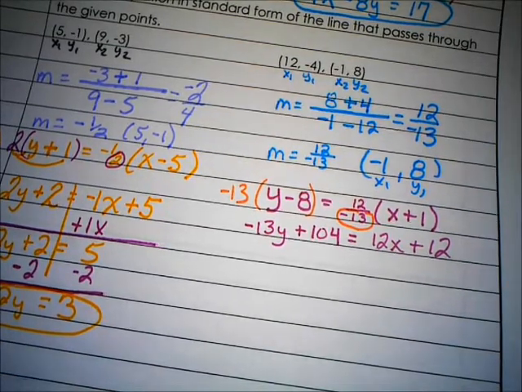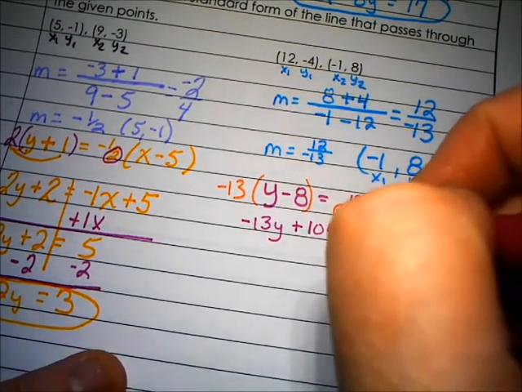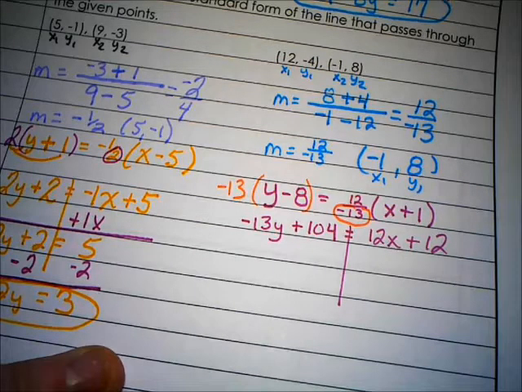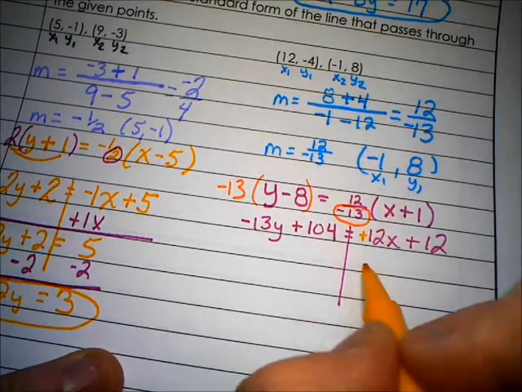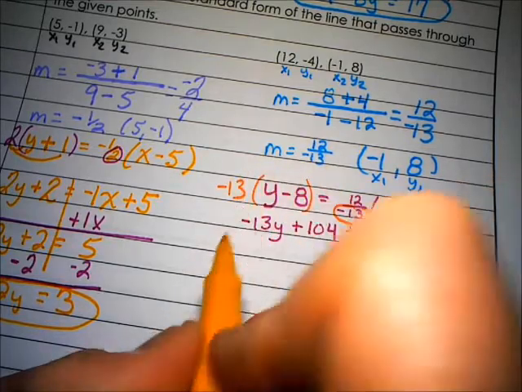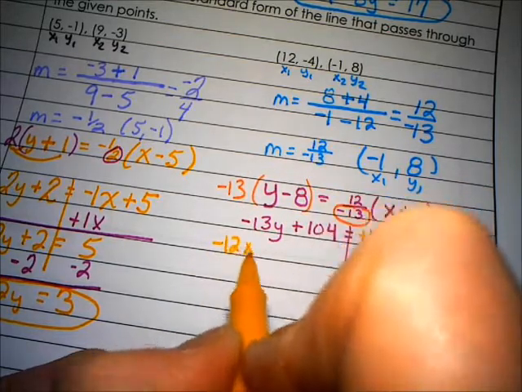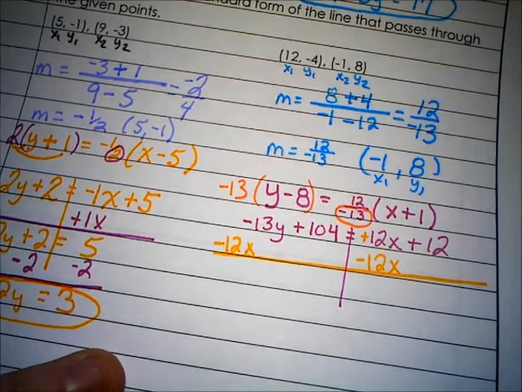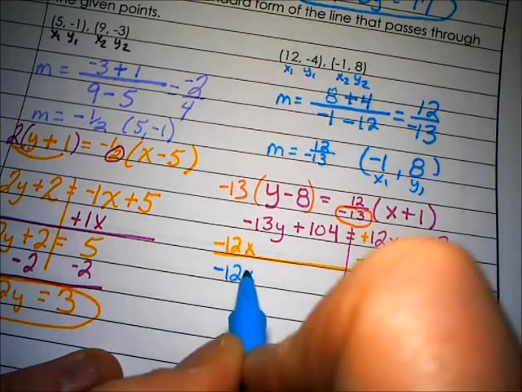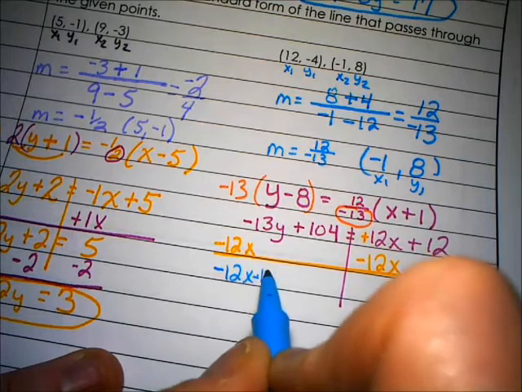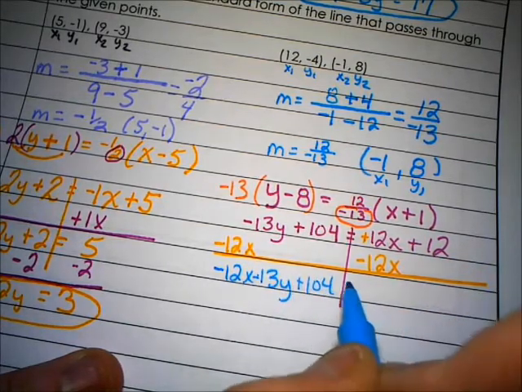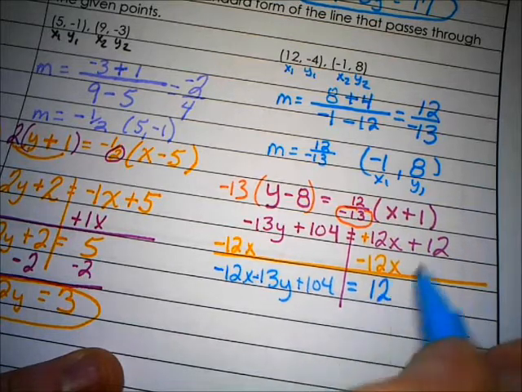What do I move now? Well, hopefully you said we got to move the x. This is a positive 12x, so when I move it, it makes it negative 12. When I bring it down, it gives me negative 12x minus 13y plus 104 equals 12.